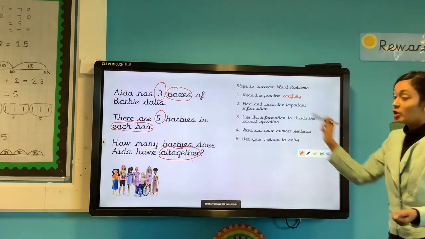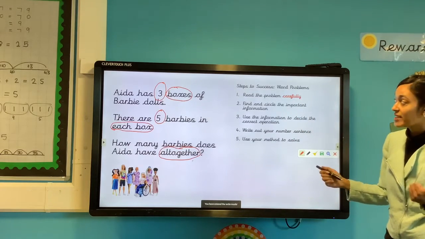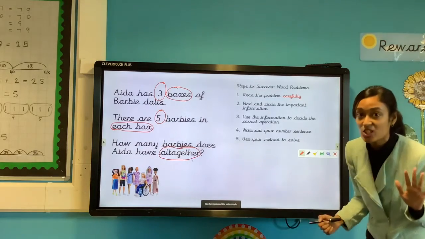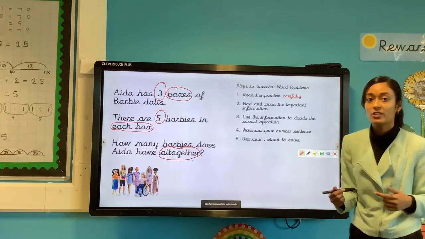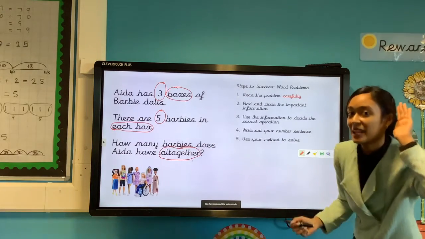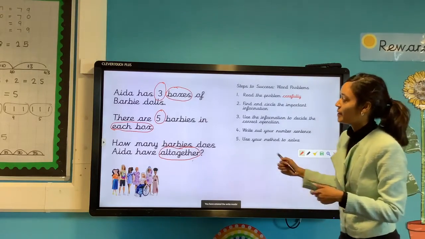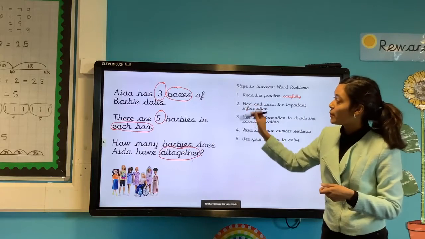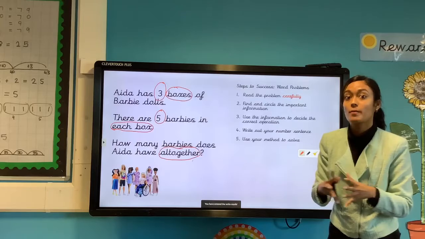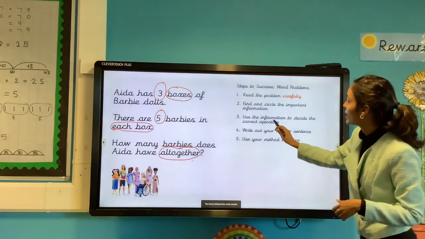Okay, so using that information then, if Ida has 3 boxes of Barbie dolls, but there are 5 Barbies in each box, what are we going to be doing? Are we going to be multiplying or dividing? Shout it at the screen for me. Fantastic, we are going to be multiplying, okay? Because there's 3 boxes and you've got 5 Barbies in each box, so it means there's groups of Barbies, that we're going to multiply and see what we get at the end.